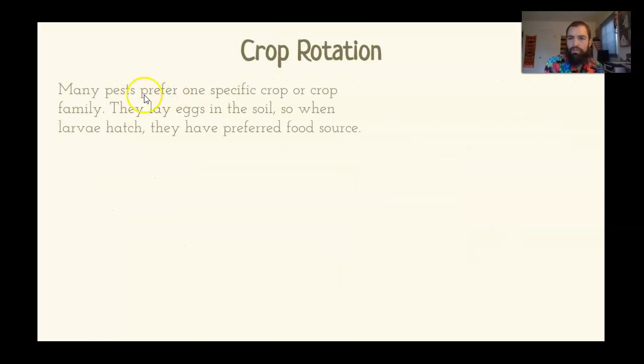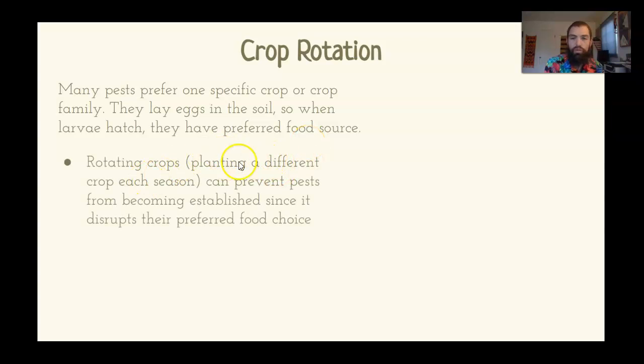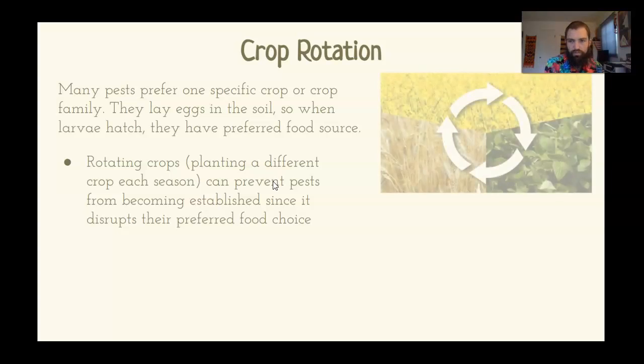And then you have crop rotation. So we've talked about this, but many pests prefer one specific crop or crop family. They lay the eggs in the soil so that when the larvae hatch, they have a preferred food source. So rotating crops and planting them on a different crop each season can prevent pests from becoming established, since it disrupts their preferred food choice. So having a different crop that you're planting each year or in a different field is really helpful.